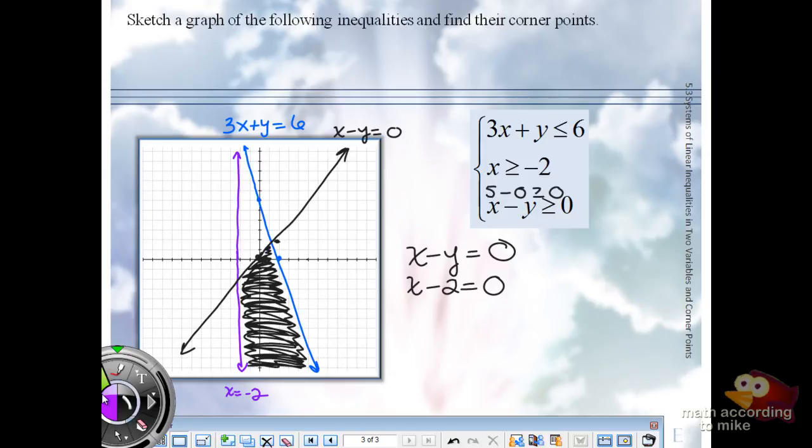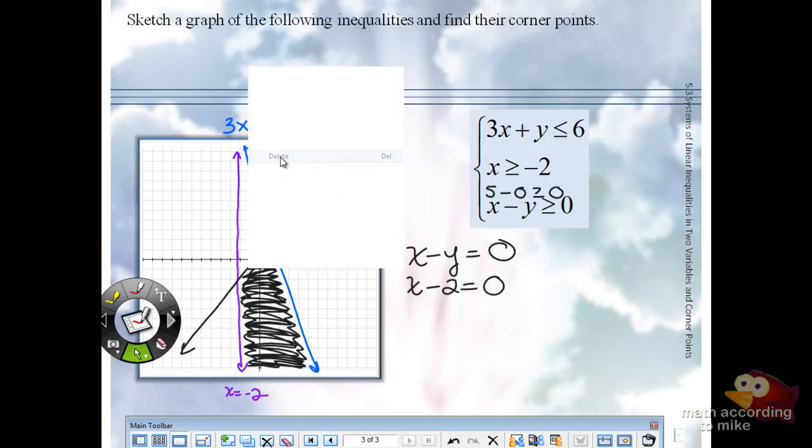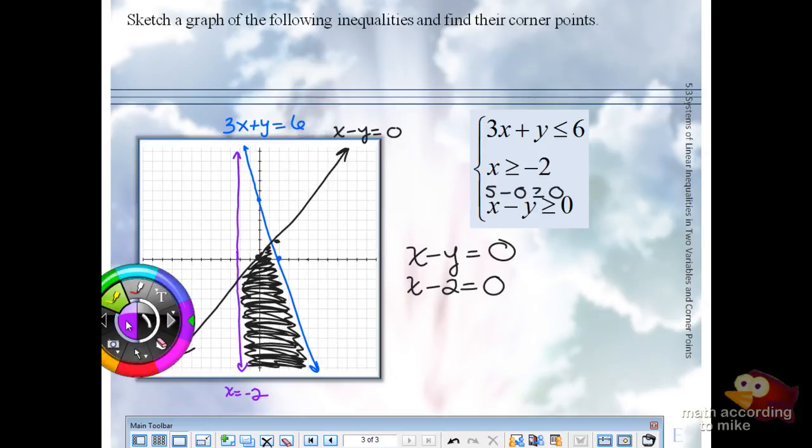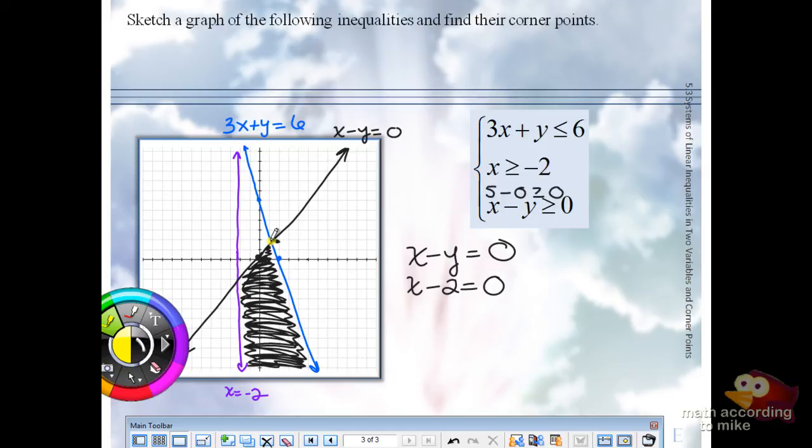Equal 6, right. So the black and the blue, that wasn't supposed to be the color. I wanted yellow. I guess that's okay. I got it. Hammer time. Good. So the black and the blue make a corner point. What other one? The black and the purple. Why not the blue and the purple? It's not going to touch the feasible region. Good.